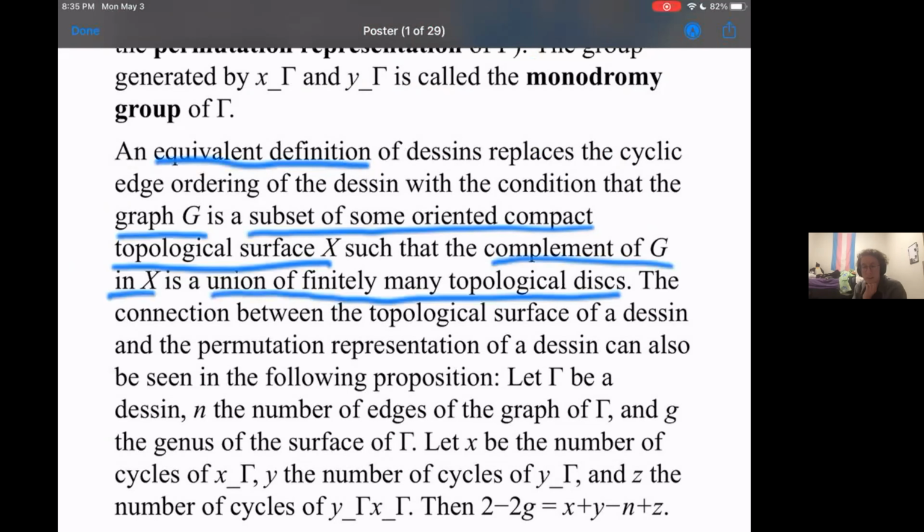In case you aren't sure what a surface is, I don't know if all the undergraduates know the definition of a topological surface, but basically it's something like a sphere or a torus or a two-hole torus, stuff like that. Those will be our oriented compact topological surfaces. So the Dessin is always going to kind of exist on one of those spaces, or as part of one of those spaces.